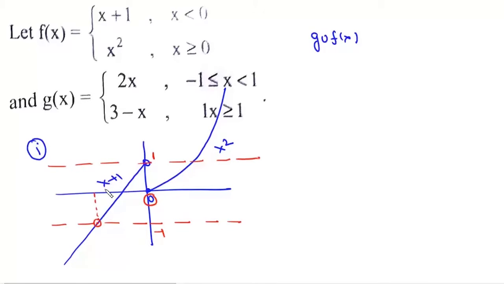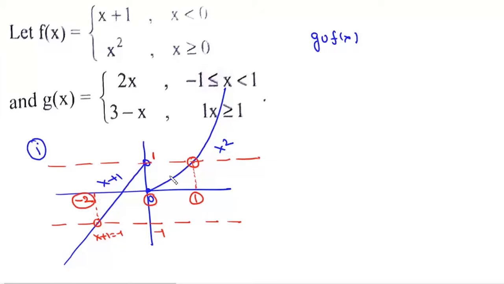Now this point is the graph of x plus 1 intersecting this line y equals minus 1. So x plus 1 equals minus 1, so this point is minus 2. And we also have another point of intersection, where the graph of x square is intersected by y equals 1. So if x square equals 1, this point is also 1. So here we have three critical points, minus 2, 0 and 1.